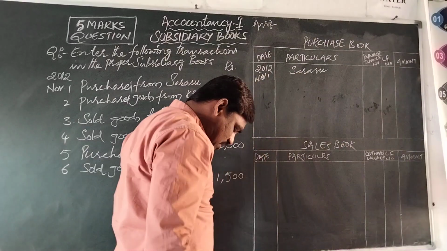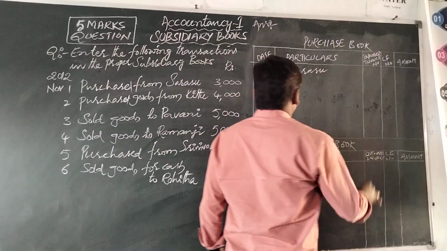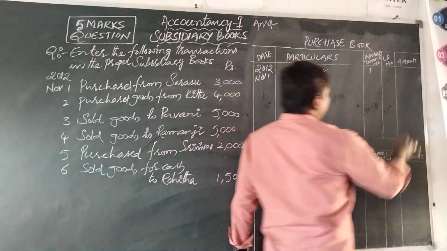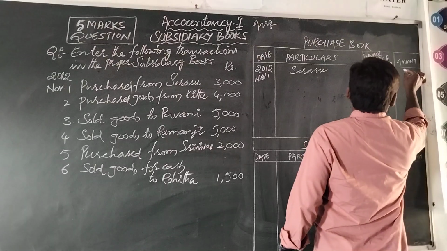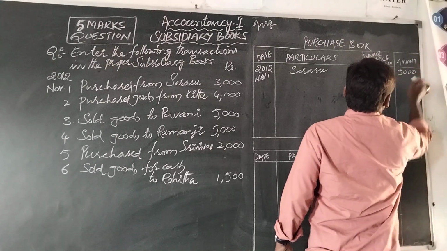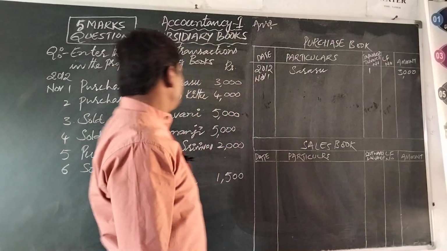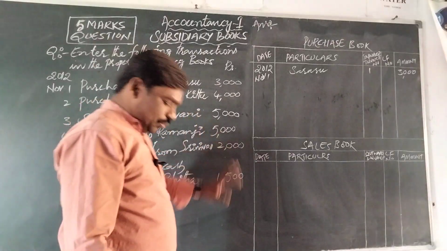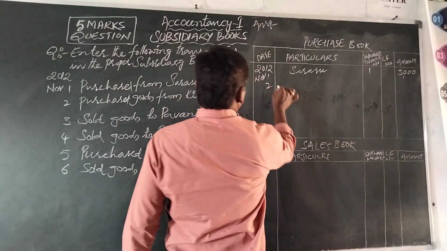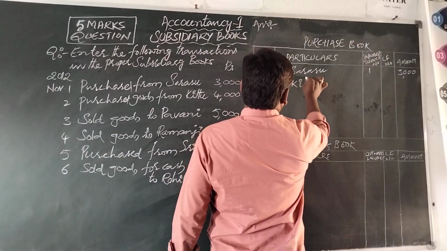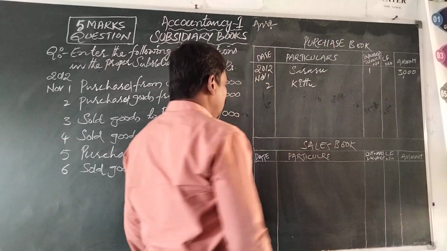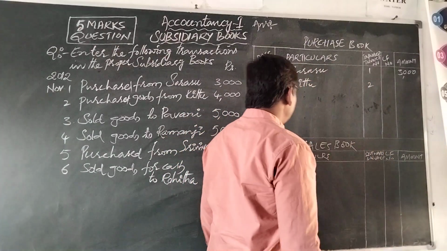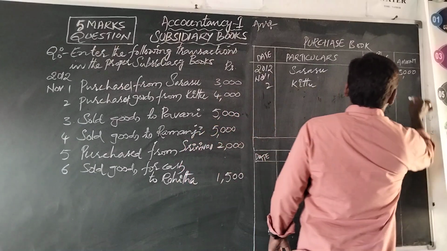Okay, the inward invoice number is an assumed figure. Here you can assume number 1, and the LF number we can't use here, and the amount is rupees 3,000. Okay, 3,000 you write in the amount column. Come to the second transaction on November 2nd: purchased goods from Kittu. So here, November 2nd, name of the person Kittu.